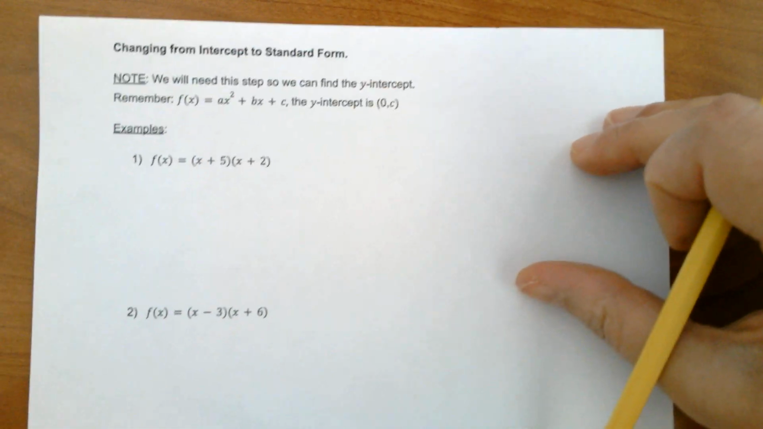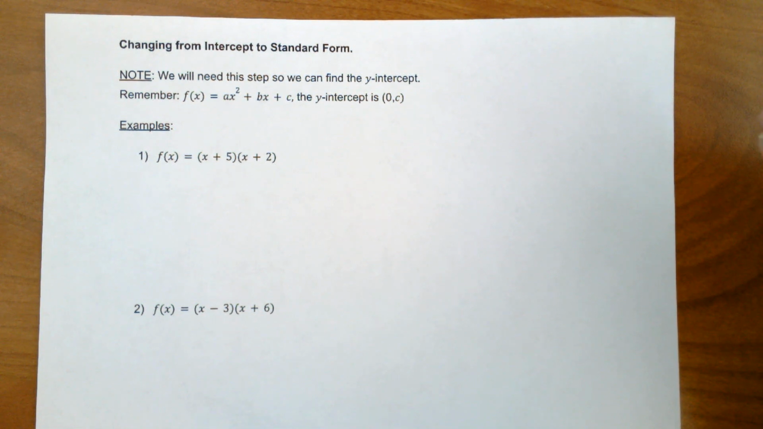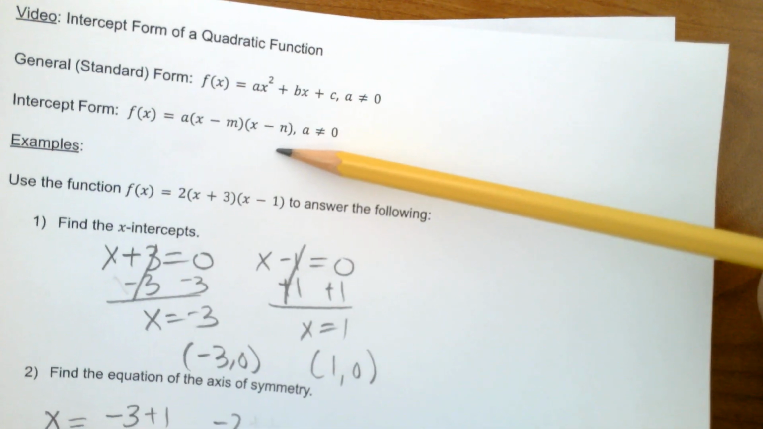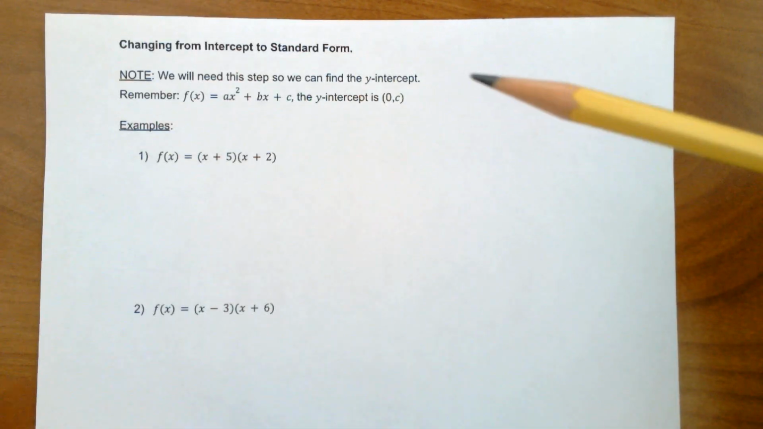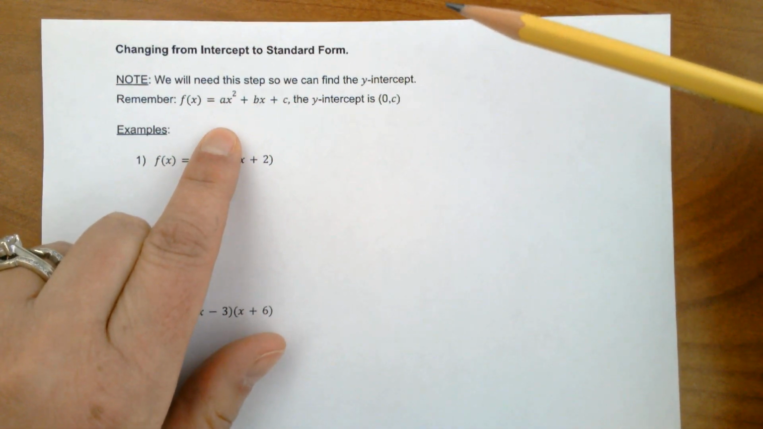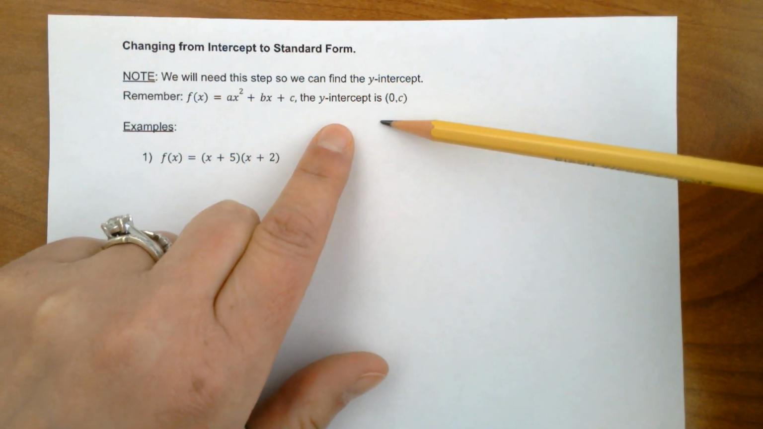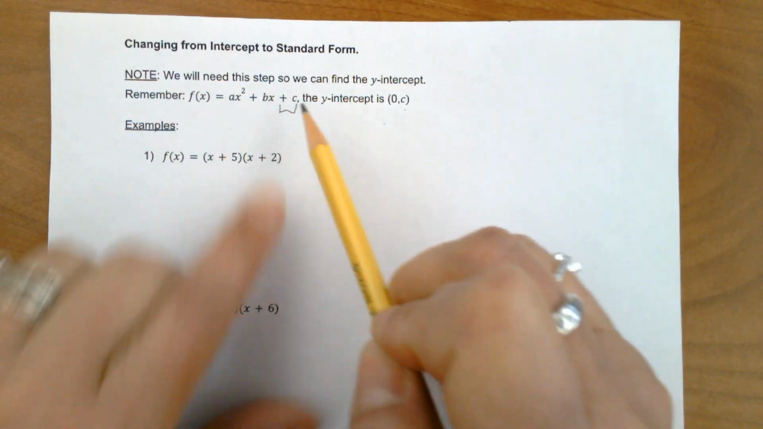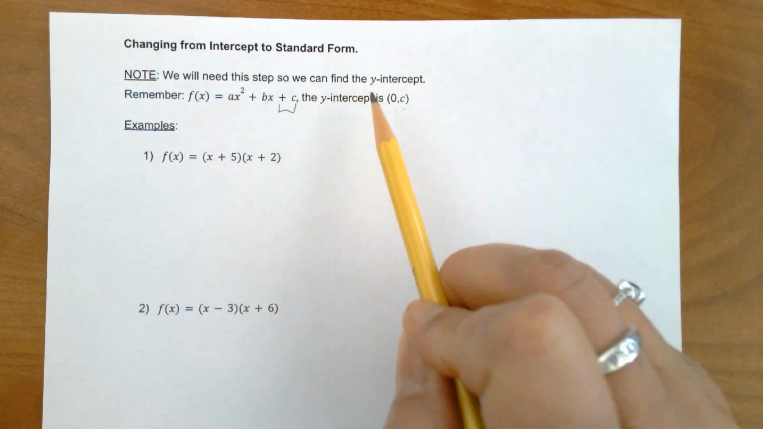So here I have changing from intercept form to standard form. And let's just remember, so intercept form is here, so we're going to go from here to here. So remember, y equals ax squared plus bx plus c. The y-intercept is 0, c. So here, we would need standard form to find the y-intercept.